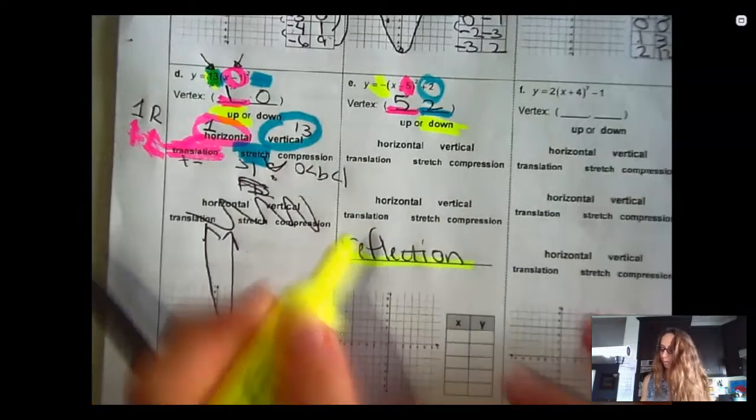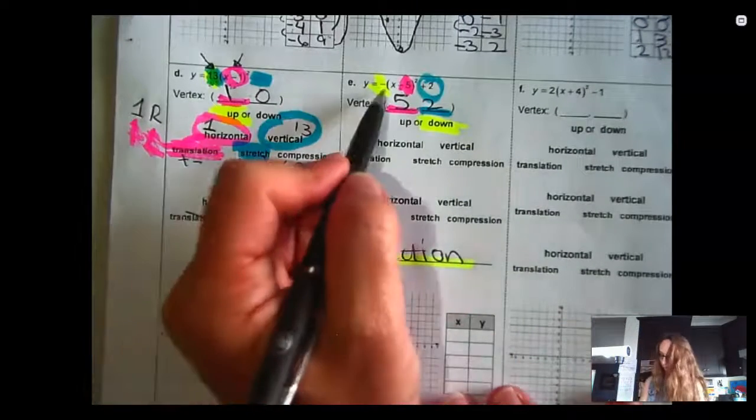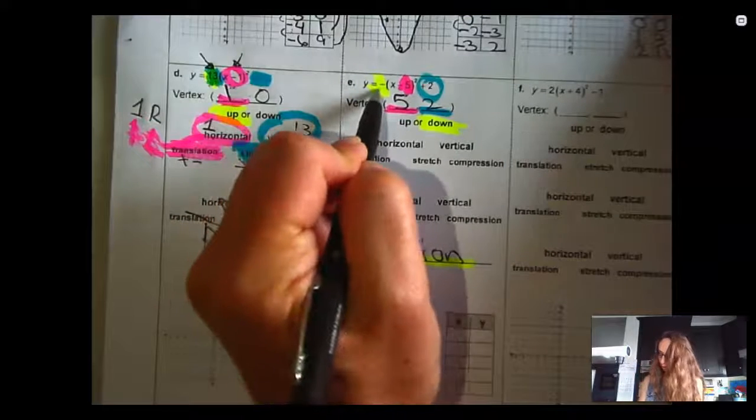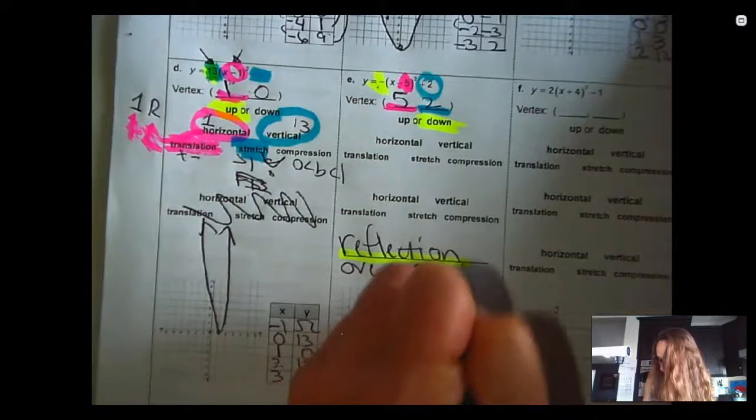Now, what kind of reflection is it? Is it over the x-axis? Is it over the y-axis? If you remember, reflection means the opposite. I'm looking at myself in the camera on the computer screen, and my right eye really looks like my left eye on the screen, and my left eye really looks like my right eye. Everything's backwards. So since this is with the y, it's really with the x. So over the x-axis.